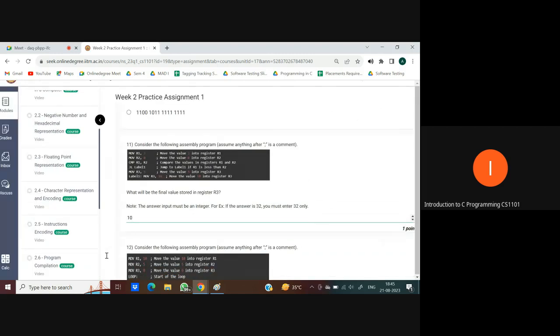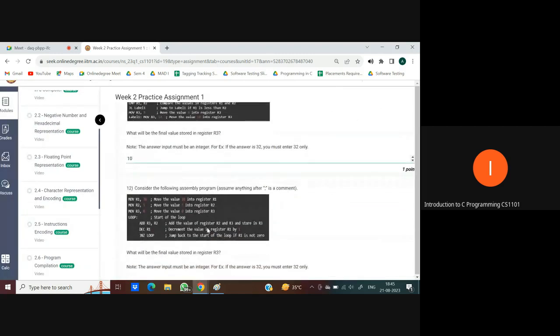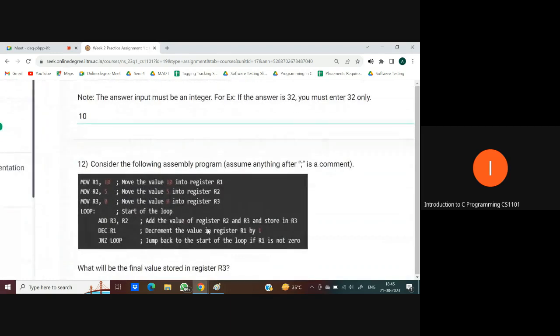Okay. Now, the next thing is, this time we have a loop here. So let us see. We are moving a value of 10 into register R1, a value of 5 into register R2, and a value of 0 into register R3. Then we have a loop here. The loop says to add the value of R2 and R3 together and store the result in R3.